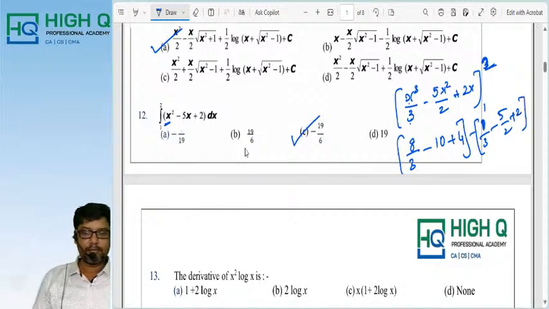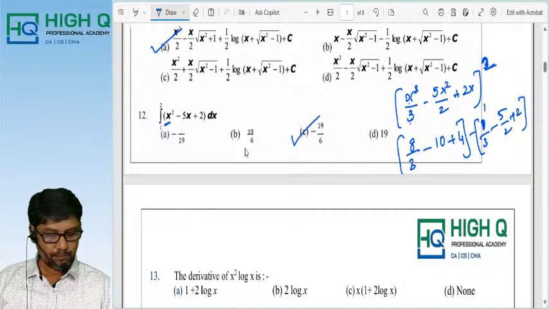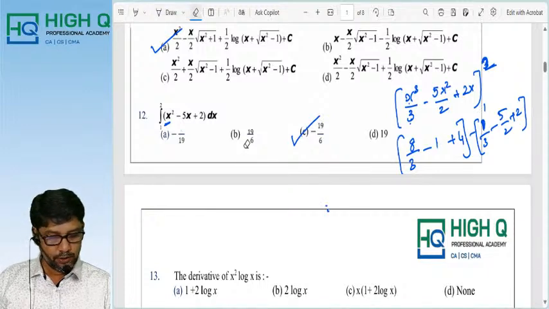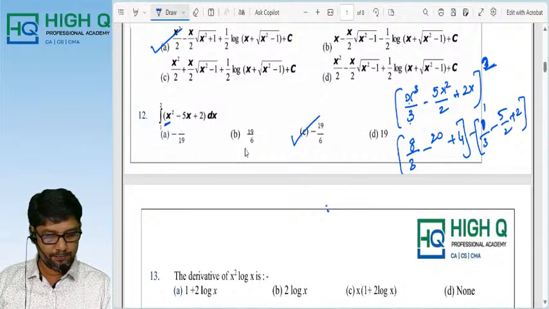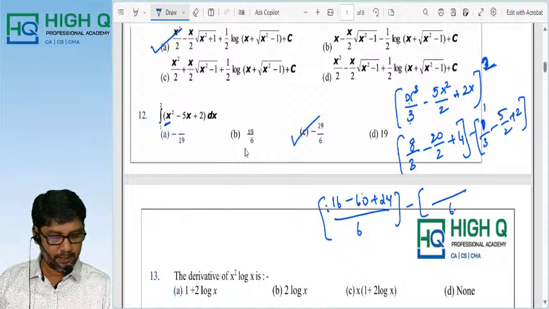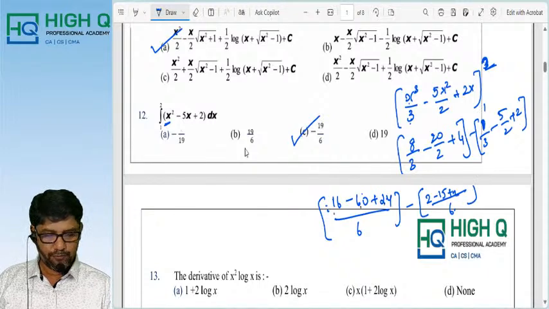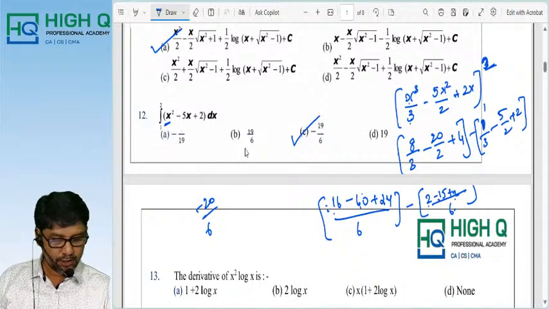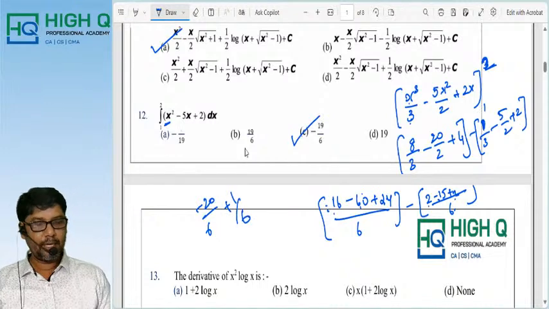Can you please complete this, my dear? It's very simple. You do one thing: keep this as 20 by 2 only. So LCM is 6: 16 minus 60 plus 24 divided by 6, minus, next, here also LCM is 6: 2 minus 15 plus 12. Tell me what you are going to get. 16 plus 24 is 40, 40 minus 60 is minus 20 by 6. 2 plus 12 is 14. Minus of minus 1 by 6 plus 1 by 6. I am getting minus 19 by 6.